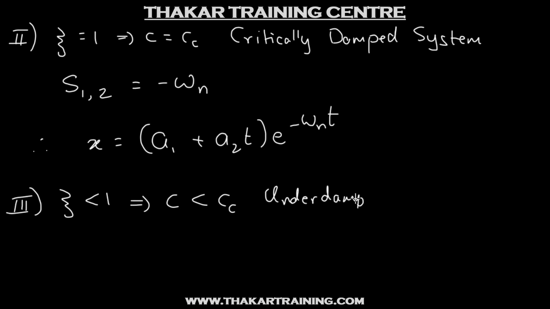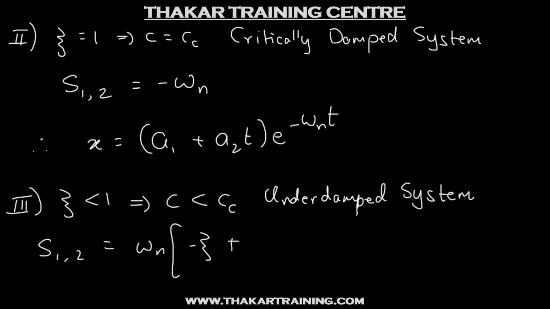It is called an underdamped system. Alright, so in this case what happens to the roots? So S1,2 will be minus zeta omega n plus or minus, we have this, right, root of zeta square minus 1, but now we know that zeta is less than 1.